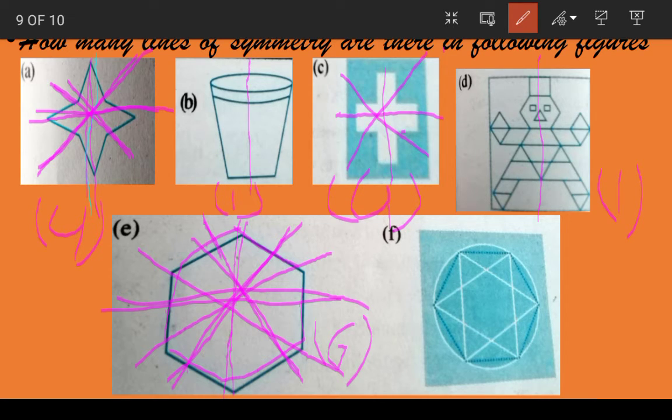I hope you understood. Here is a complicated one. Here is a star, a hexagon, and a circle also. But our main focus will be on the star. So the first line of symmetry is like this, the second line is this, the third line is this, the fourth line is this. Okay, so 4 lines of symmetry only.